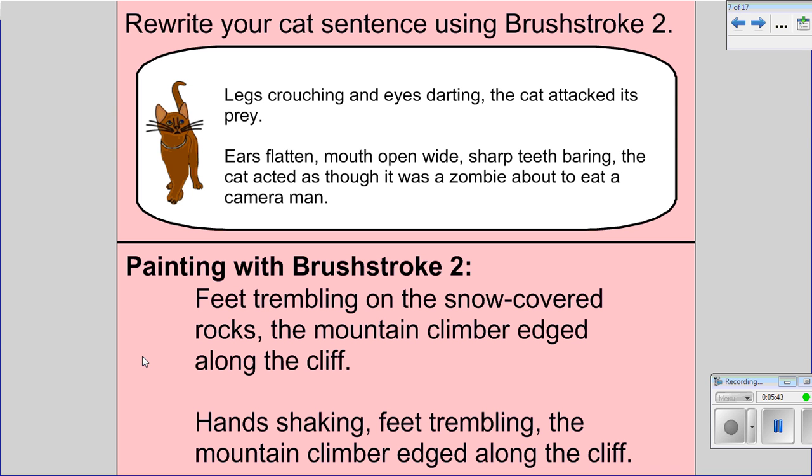Legs crouching and eyes darting, the cat attacked its prey. Another example would be ears flattened, mouth wide open, sharp teeth baring, the cat acted as though it was a zombie about to eat a cameraman.